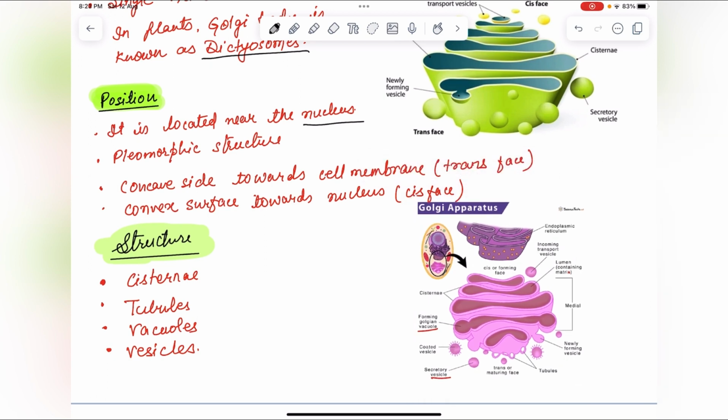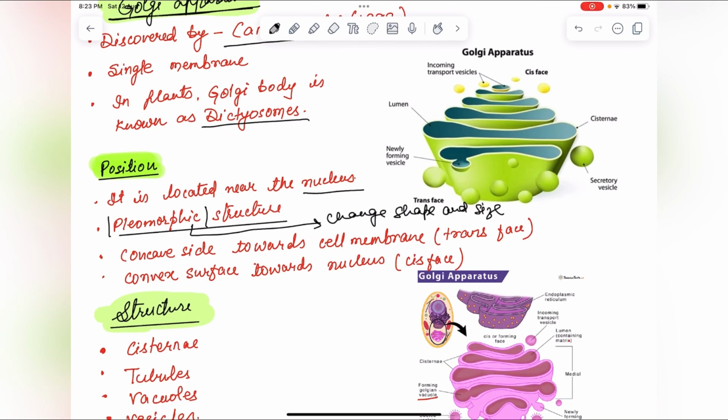Its structure is pleomorphic. What is pleomorphic structure? It means the components of Golgi body are different in structure and shape in different cells. In different cells they will have different structure. Pleomorphic means it has the ability to change its shape and size according to the environment.